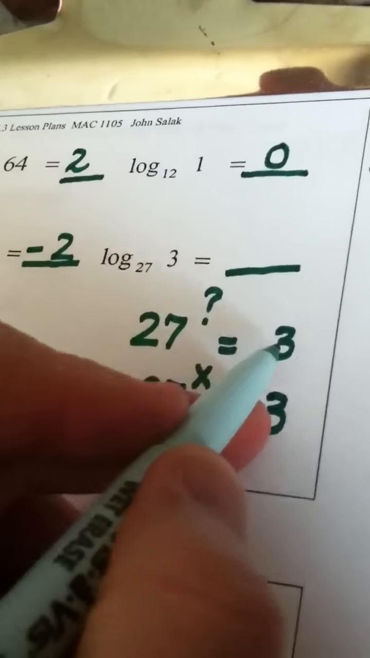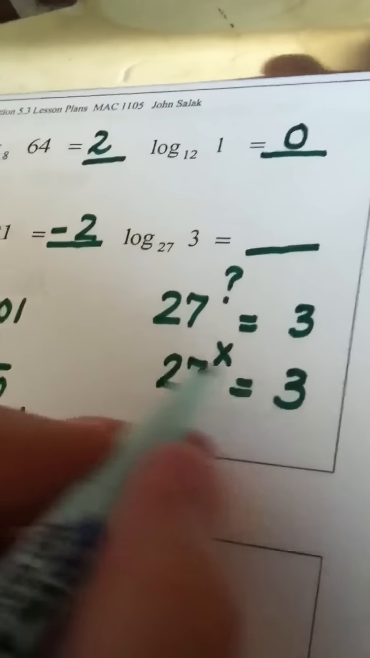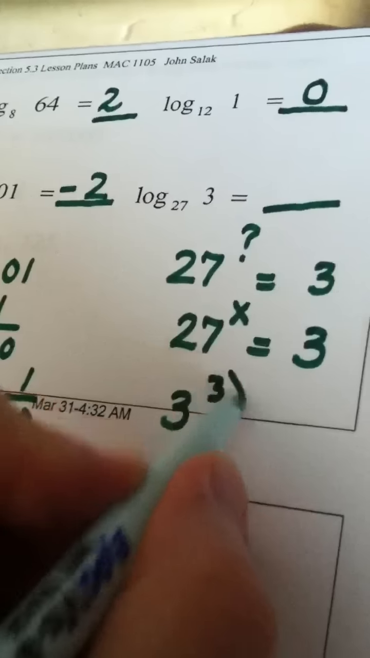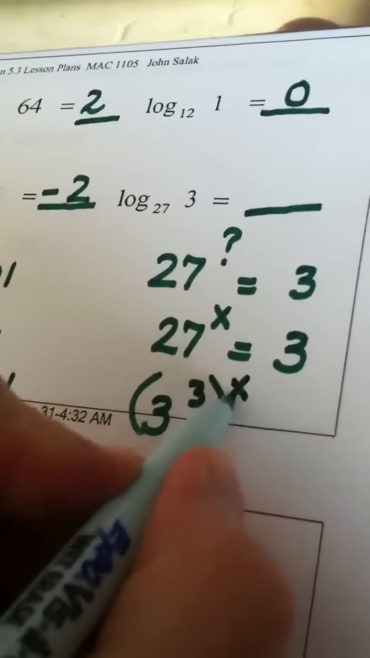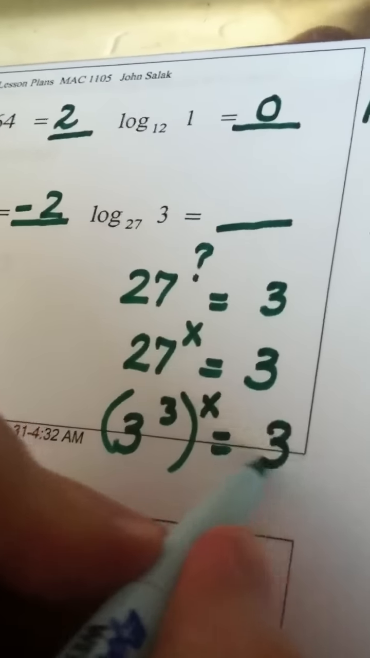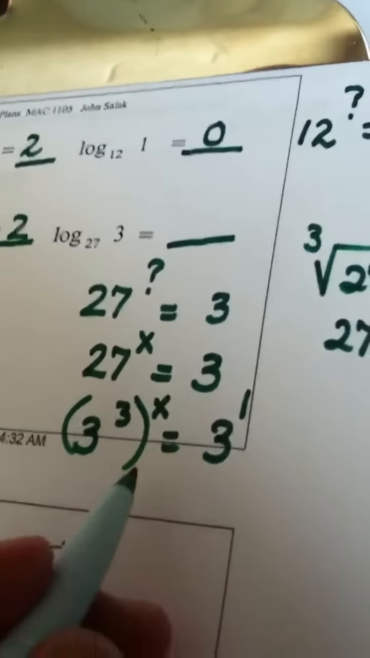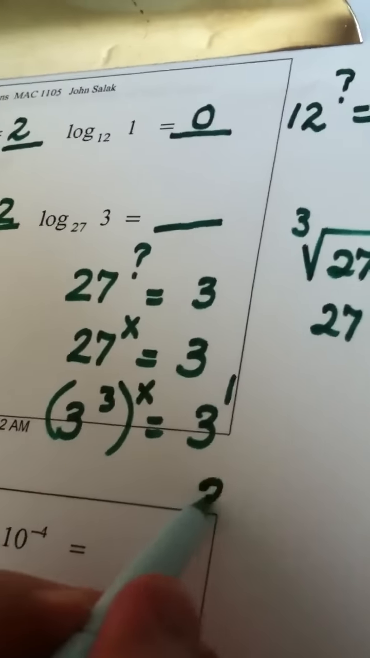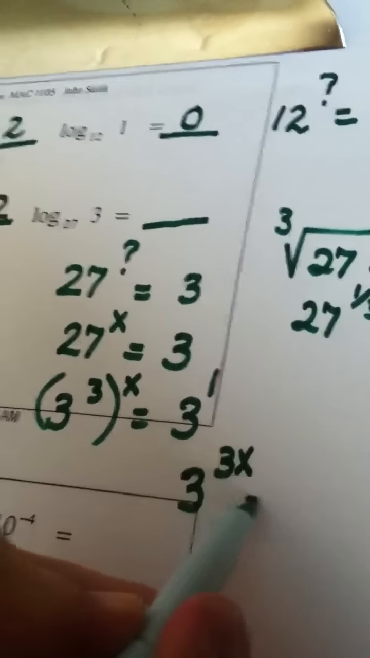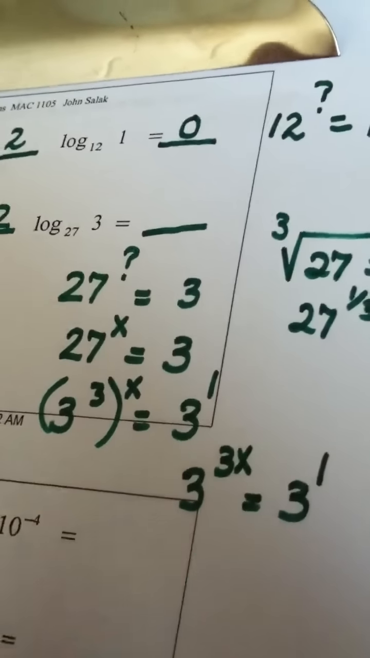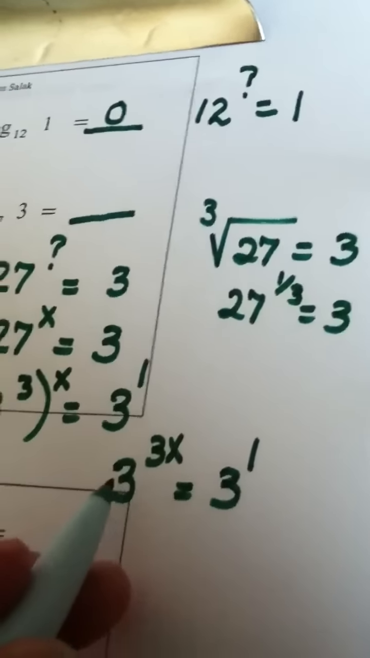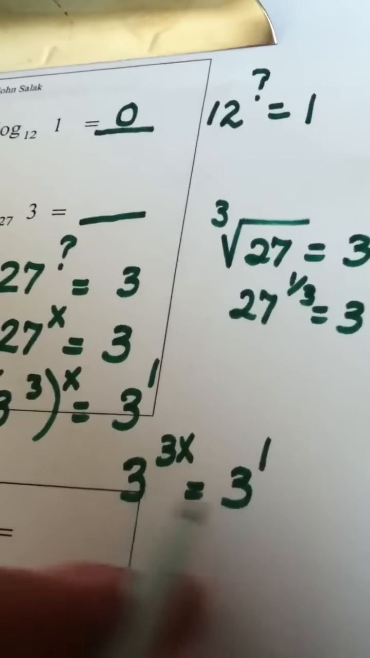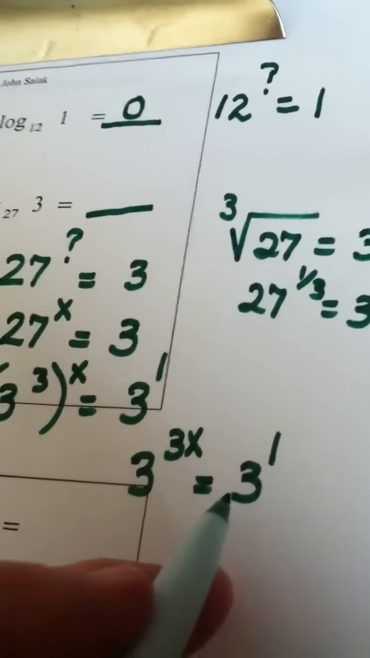27 to what power is 3? We're going to get a common base here. 27 can be written as 3 cubed, and of course the x is there. 3 can be written as 3 to the first. Alright, 3 cubed to the x would become 3 to the 3x power, and that's equal to 3 to the first.